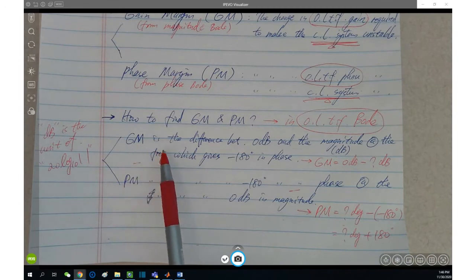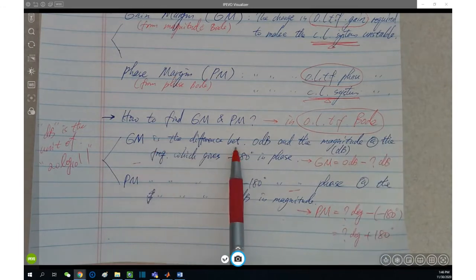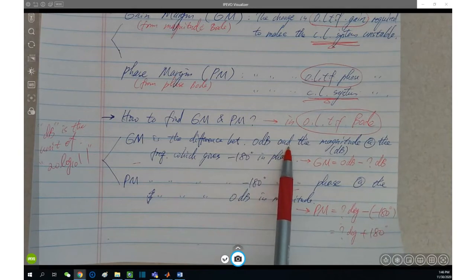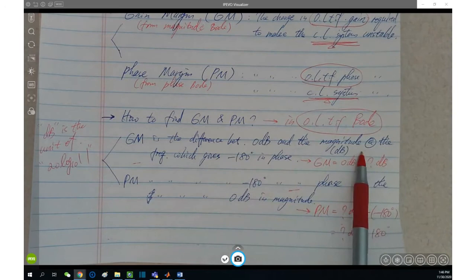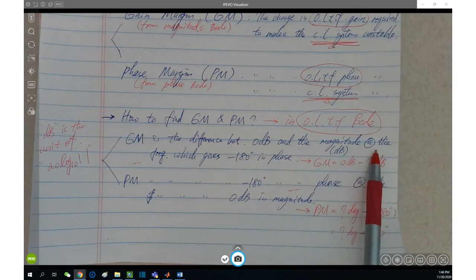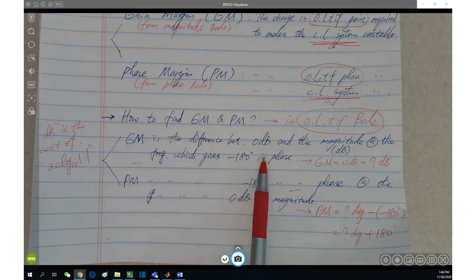We need to read the open loop transfer function Bode plot. Okay, how to read? GM is the difference between the 0 dB and the magnitude. What magnitude? That magnitude is at the frequency which gives you negative 180 degree in phase. So what you want is to find the frequency first, the frequency which gives you negative 180 degree in phase.